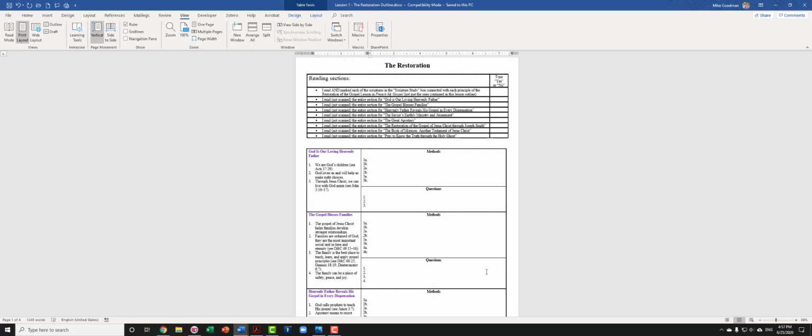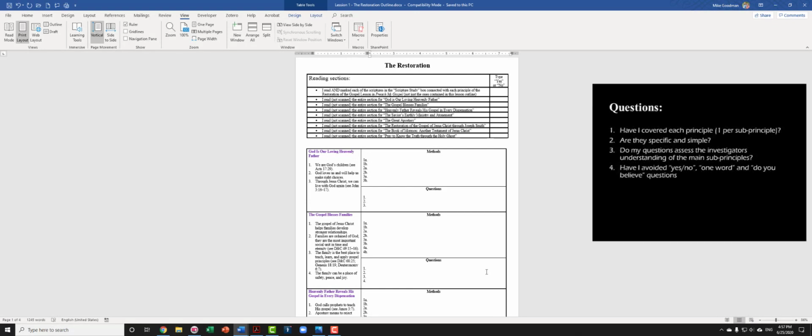When we're grading your questions, we'll use the following 4 criteria. First, simple. Is there one question per sub-principle? Second, are your questions specific and simple? Questions need to be tightly tied to the sub-principle and as succinct as possible. Generally, fewer words is better than more.